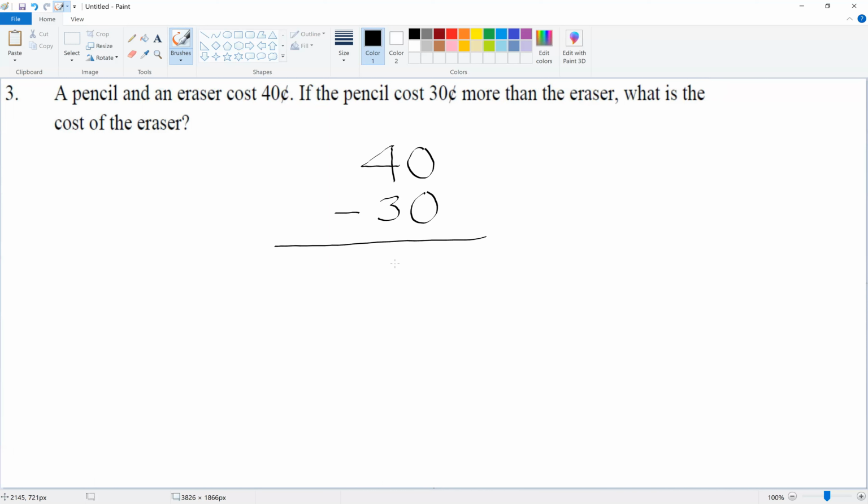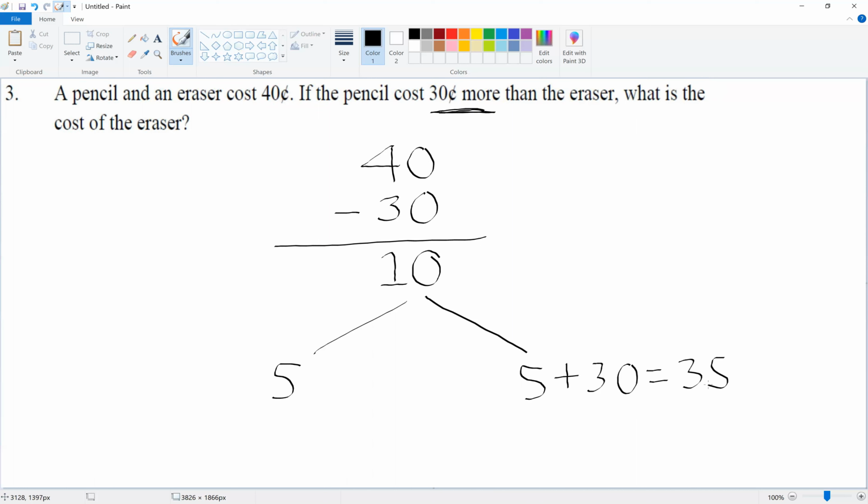So one of the ways you can do this question is first subtract the extra part, then divide into 2 parts, and then add 30 back. So one is 5 cents, one is 35 cents.